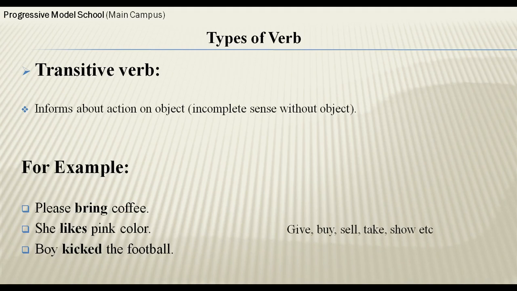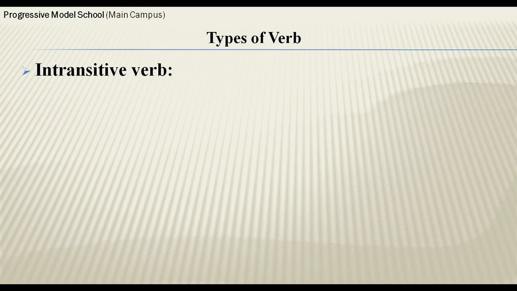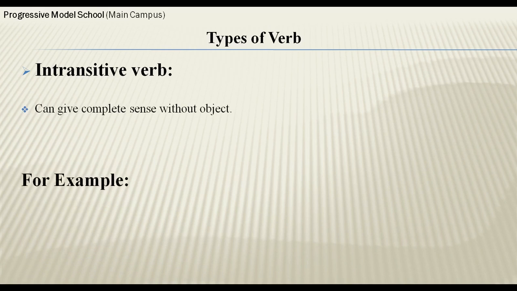Give, buy, sell, take, show, these all are the types of transitive verb. So now let's move towards another type, that is intransitive verb. Intransitive verbs are those which give complete sense without object. Let it clear by the examples.